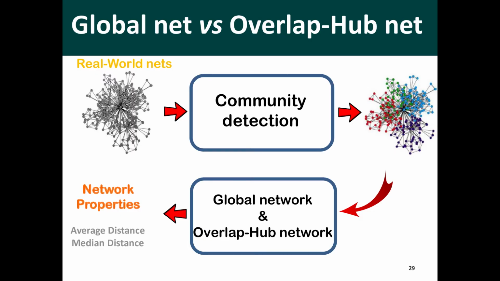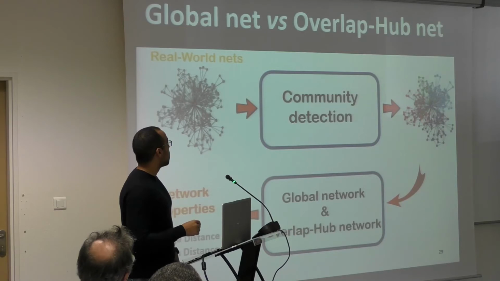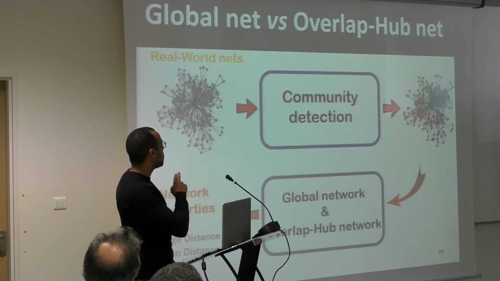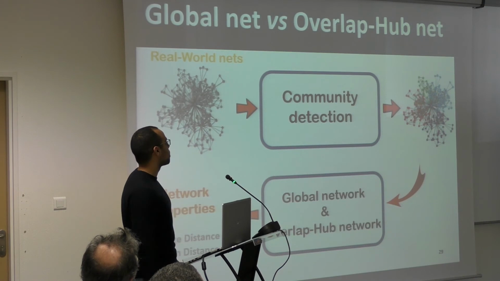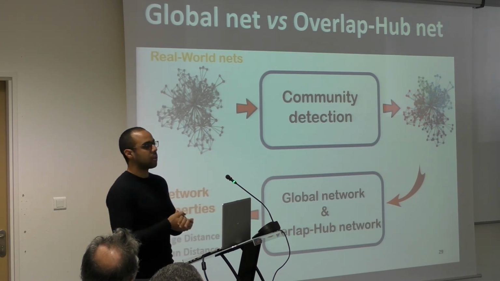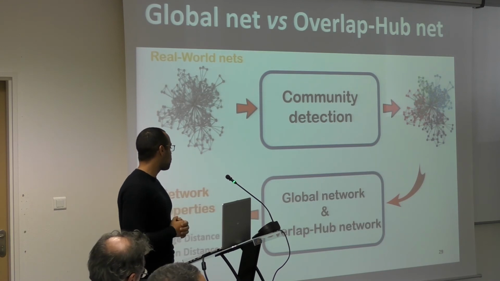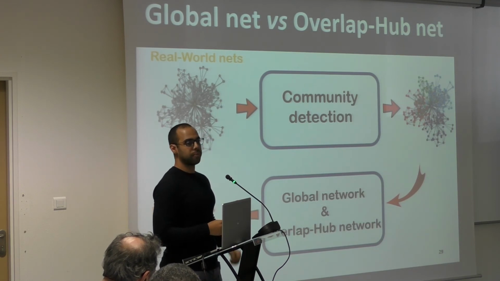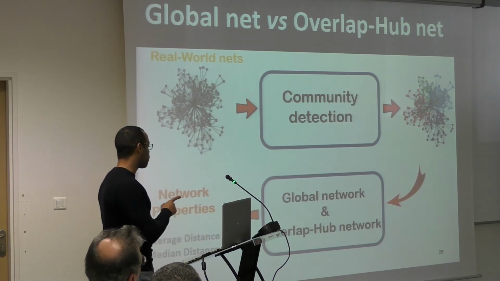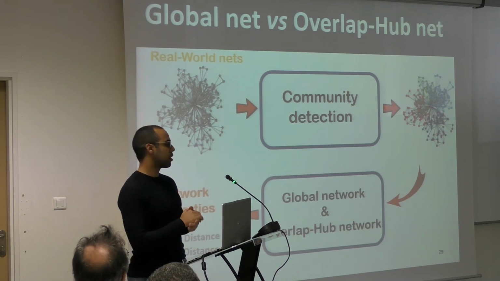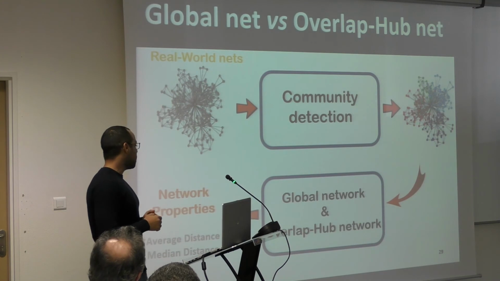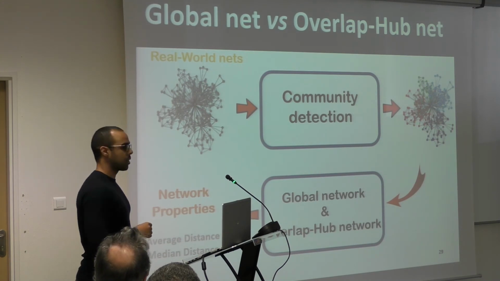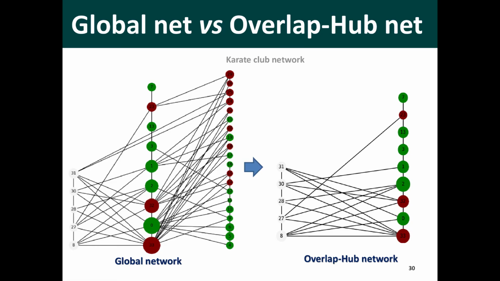In the second part of our experiments, we try to compare the global or the original network with the overlap hub network. To this end, we first define the community structure of the real world networks. After that, we define the overlap hub network, which is formed only from the overlapping nodes and the hubs. In order to compare this network with the original network, we compute some network properties, such as the average and the median distance.